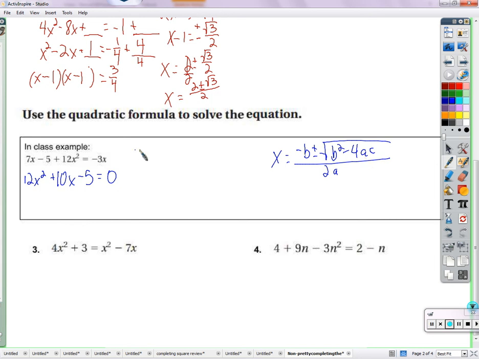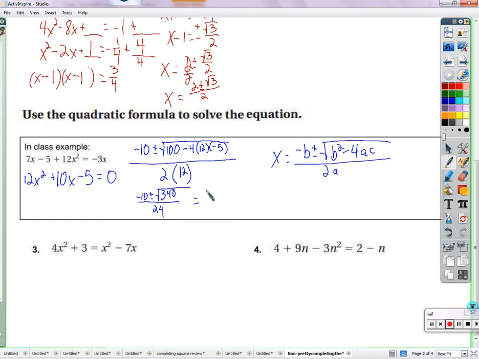B is 10, so we get negative 10 plus or minus the square root of b squared. B is 10, so 10 squared is 100 minus 4 times a times c, all over 2 times a. Negative 10 plus or minus the square root. Since we kind of ran out of room, I'm just going to do this all at once. What do we get? 20 times 12, that's 240. It's positive. 240 plus 100 is 340, over 24. Now we have to think, can we simplify the square root of 340?